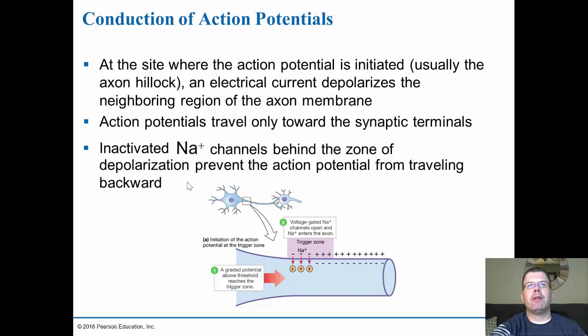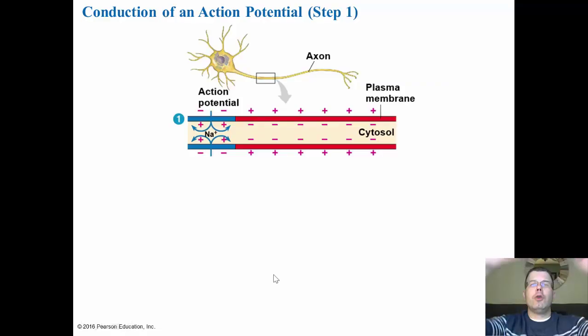And so it's the inactivated sodium channels behind the zone of depolarization that prevents the action potential from going backwards. So you want it to travel in one direction. So again, we'll see this, that the sodium opens up, then they close so that this can go down this way and not backwards to the dendrites again. Okay, so just showing you in general.